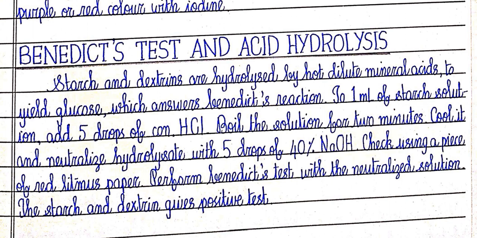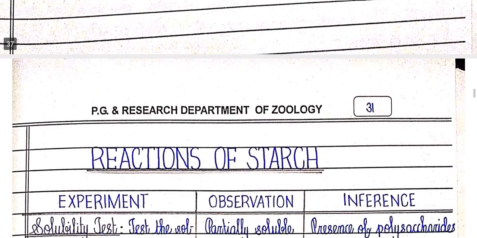To 1 ml of starch solution, add 5 drops of concentrated HCl. Boil the solution for 2 minutes. Cool it and neutralize the hydrolysate with 5 drops of 40% NaOH. After the hydrolysis reaction, check using a piece of red litmus paper. Perform Benedict's test with the neutralized solution. The starch and dextrin give a positive test.